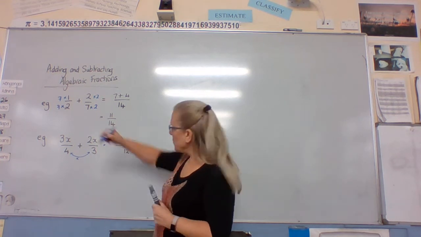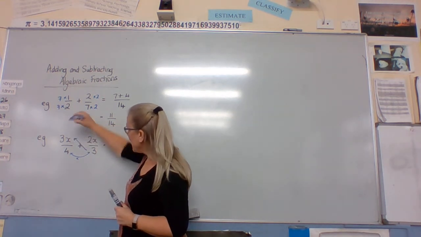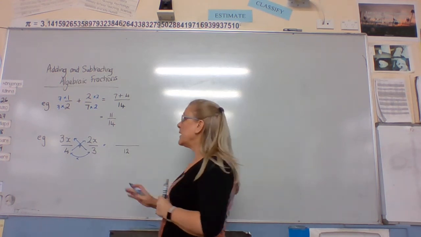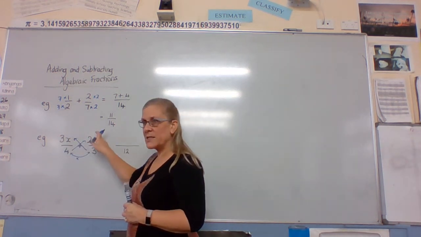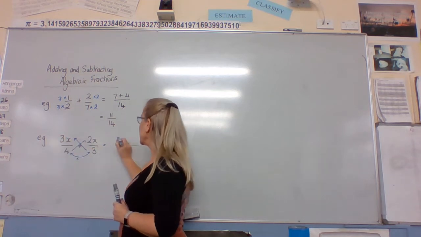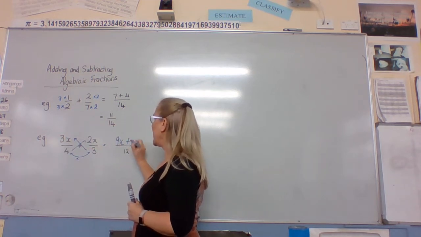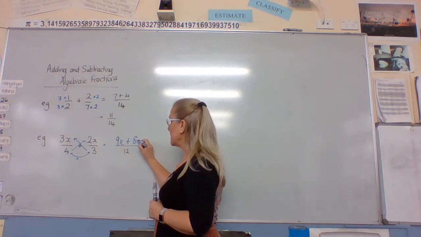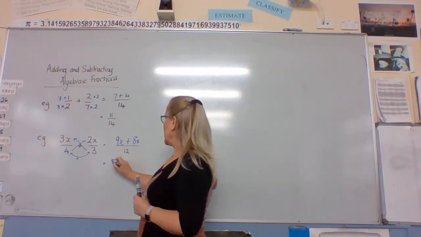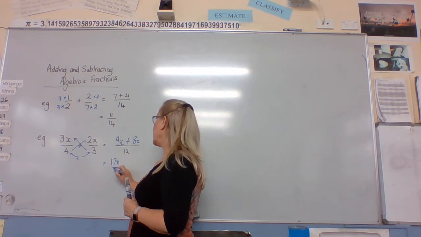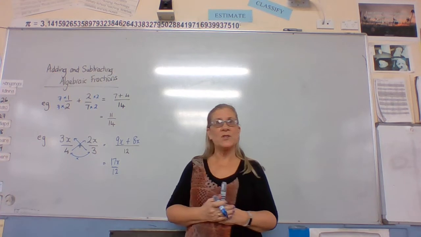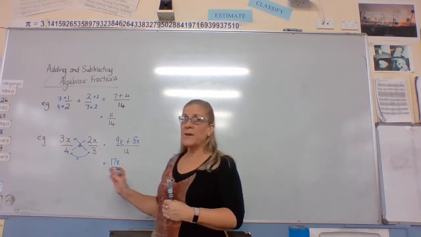Then we multiply by a smiley face. So we're going to multiply that one, and we're going to multiply that one. All right? This one's on the top, so it's going to stay on the top. 3 times 3x is 9x plus, because that's the sign in between, 8x. That gives us 17x over 12.